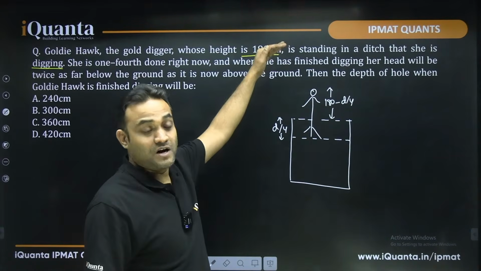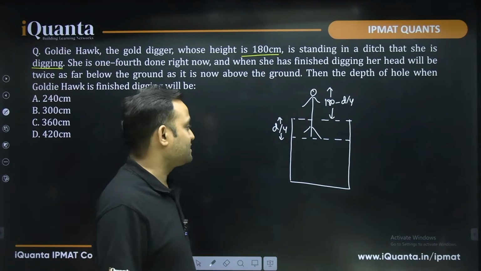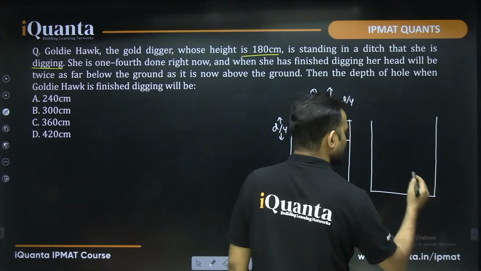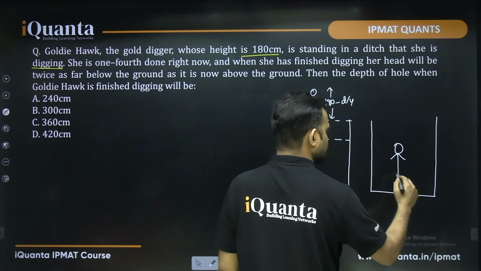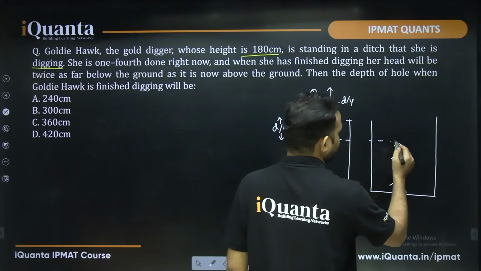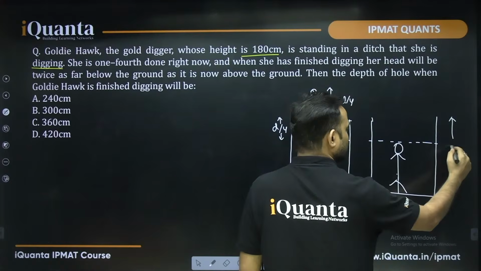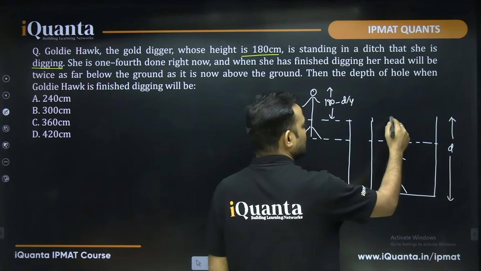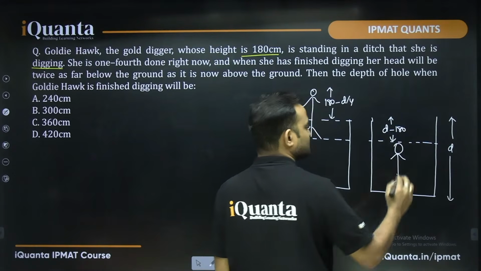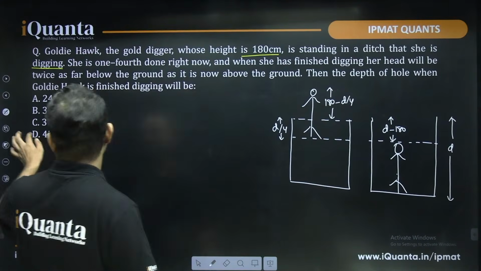This part of her body, the head of her body, is above the ditch, right? Then in the second situation, when she is in the ditch, her head will be below. So total distance is D. We have taken total distance as D. So this distance will be D minus 180. That's it. If you are able to figure out this, you are done with the question.